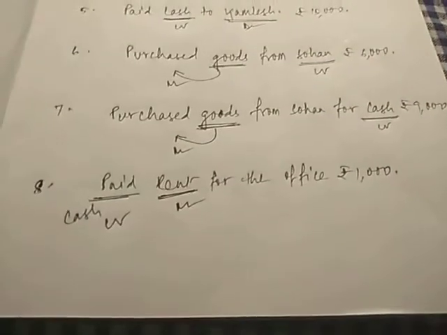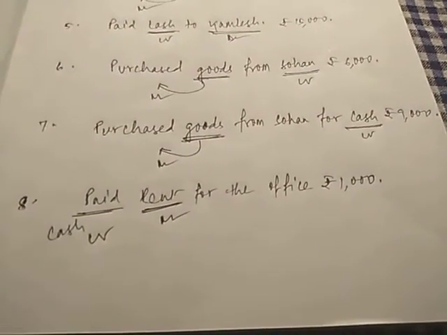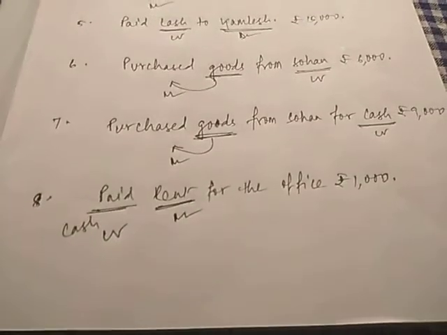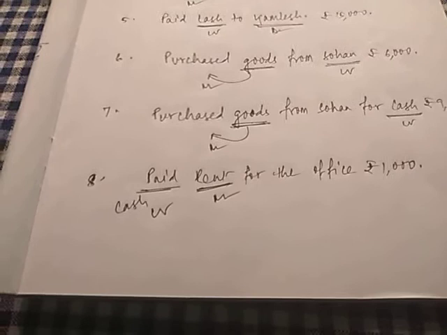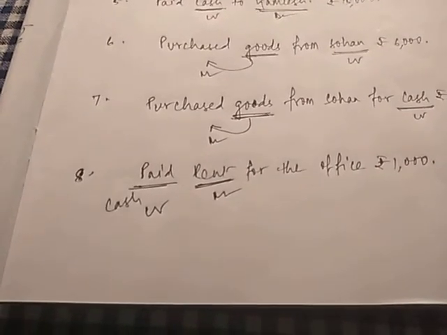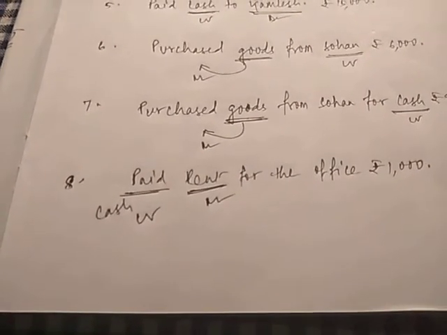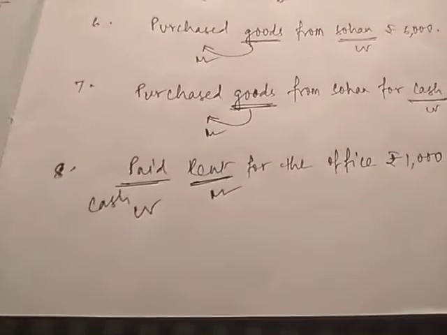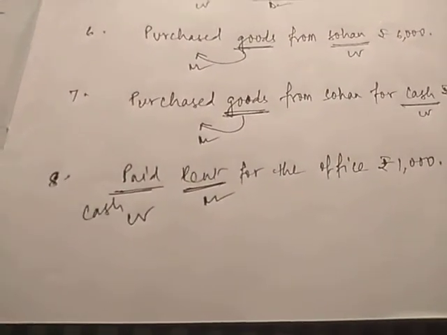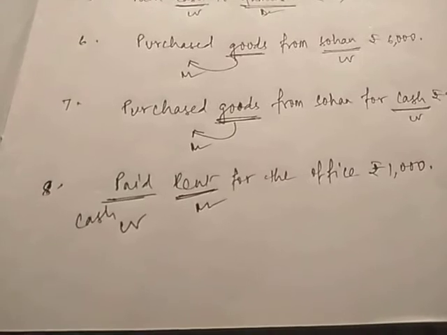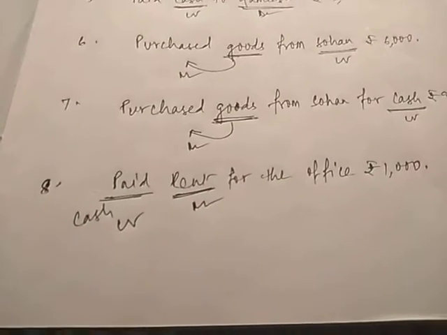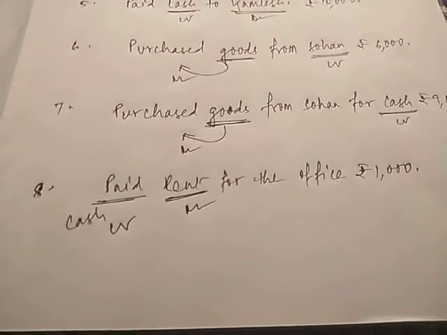And at last we have rent paid for the office rupees 1,000. We have paid rent for the office of rupees 1,000. So paid means what we have paid? Cash. Cash has gone from us, so cash will be credited. And rent is an expense. If you see the nominal account, rent is an expense. Rent is an expense for us. Expenses are always debit, so rent will be debit and cash will be credit.